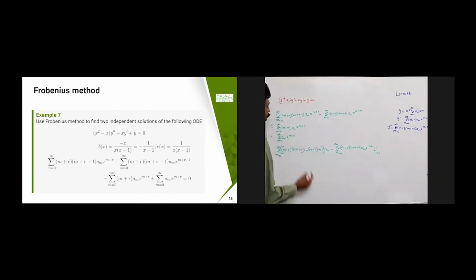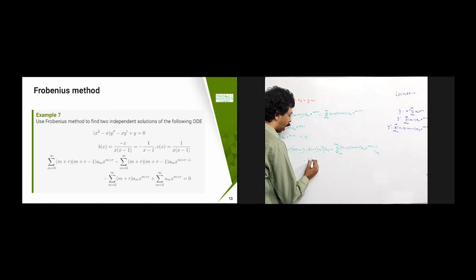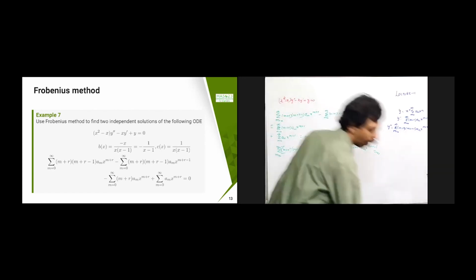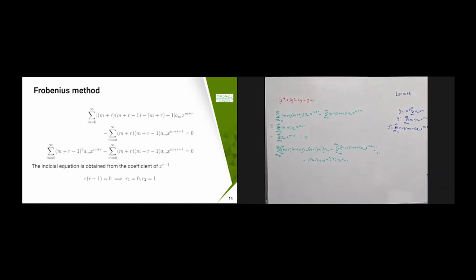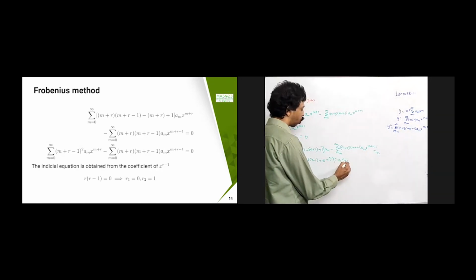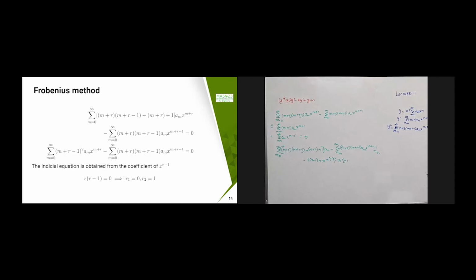Now if I equate the coefficient of x power m plus r minus 1 to 0, when m equal to 0, that is going to be the least term we are going to get. So in that case, from this one I am going to have r into (r minus 1) equal to 0. Therefore, it implies r equal to 0 and r equal to 1. So r1 is 0 and r2 is 1. You can see that this is differing by an integer. Therefore, you can expect that ln x is coming over here also.